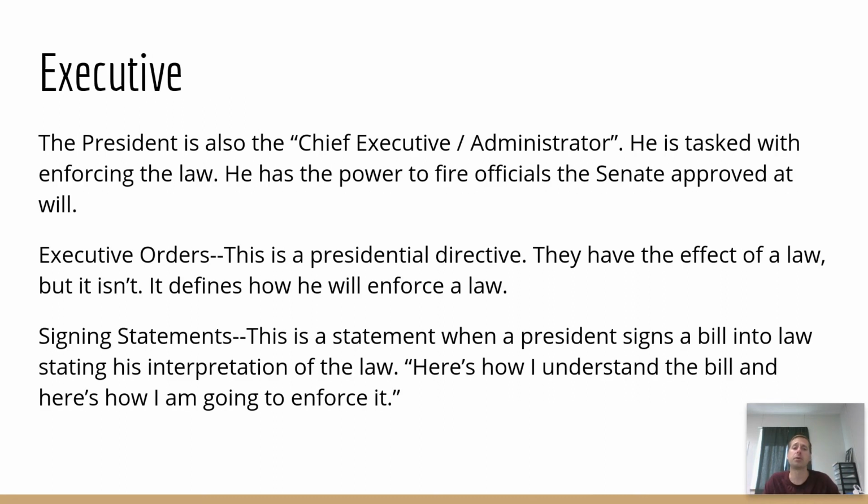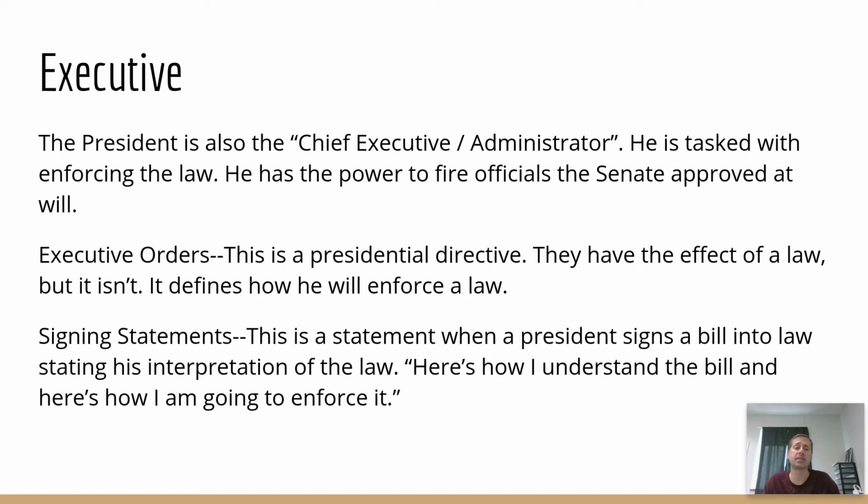The president is also the chief executive, the executive branch. He's in charge of that. He's the chief administrator. The executive branch enforces the law or carries out the law. So he has the power to do that. He has the power to fire officials that the Senate approved. We talked about that in class.